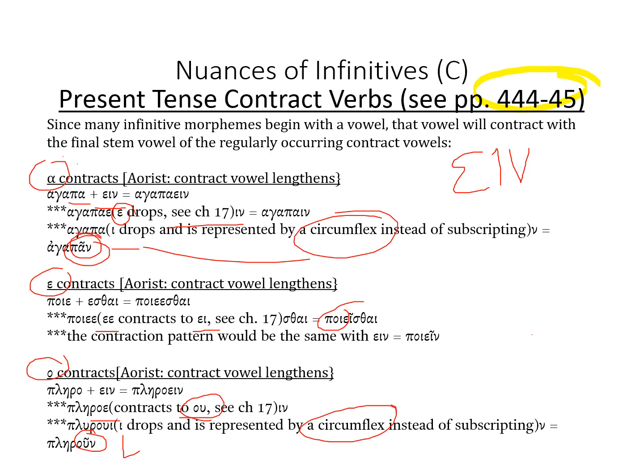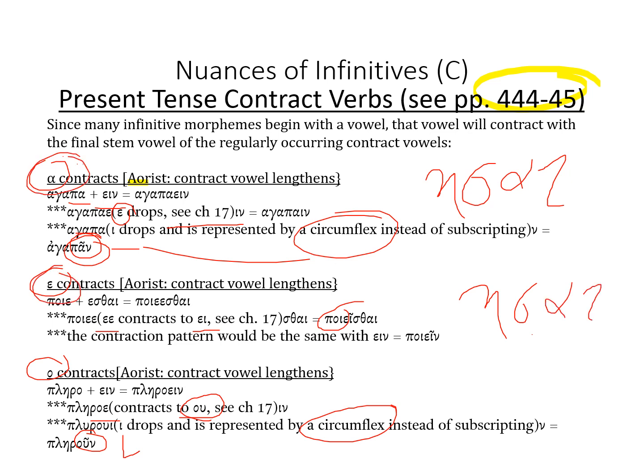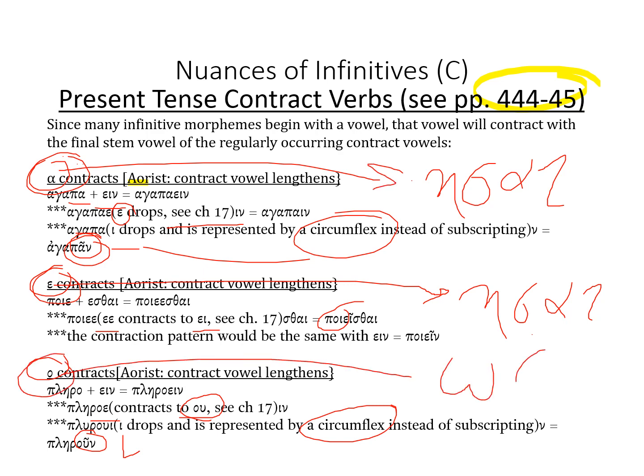Let me note, just as we conclude this slide, that with the aorist, the contract vowel lengthens before the actual ending for the infinitive is placed on the word. So we have a psi here for the epsilon and the alpha contracts. That letter is lengthened to the eta. With the omicron, it's lengthened to omega.